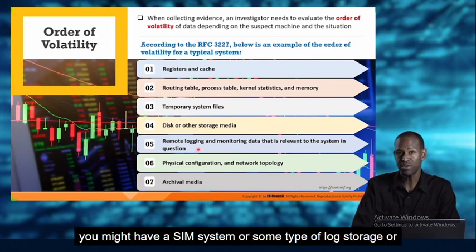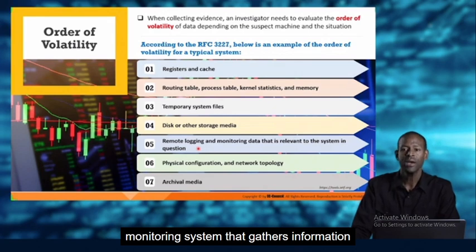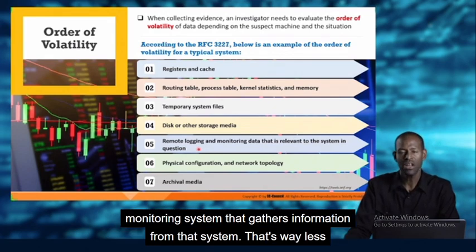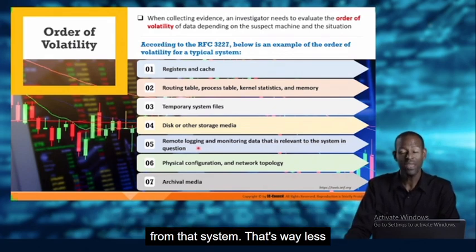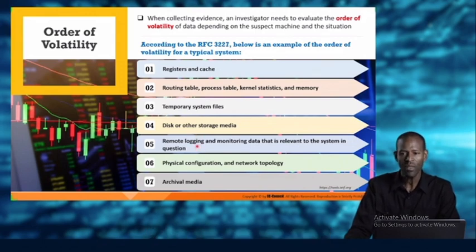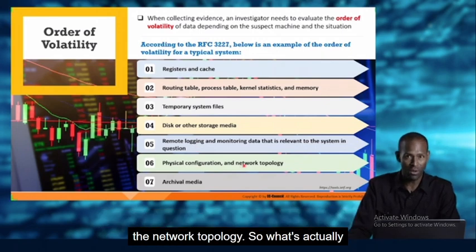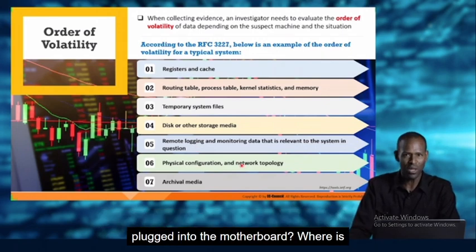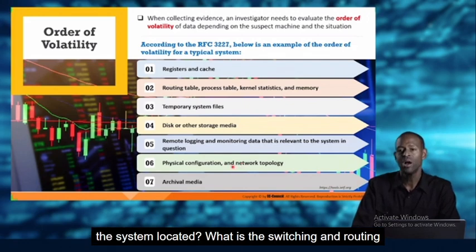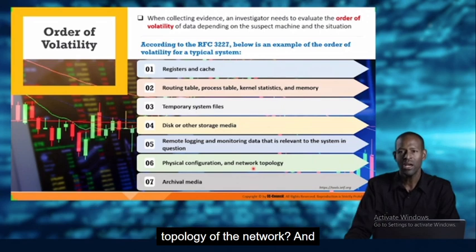So for instance, you might have a SIEM system or some type of log storage or monitoring system that gathers information from that system that's way less volatile than even the disk drive. And then from there, the physical configuration and the network topology. So what's actually plugged into the motherboard? Where is the system located? What is the switching and routing topology of the network? And then lastly is media archival.